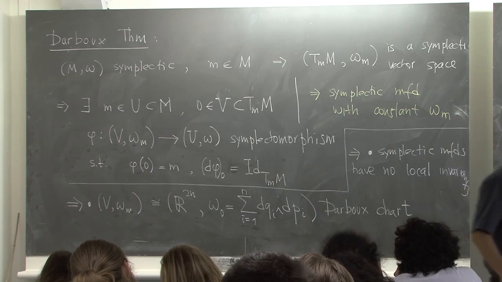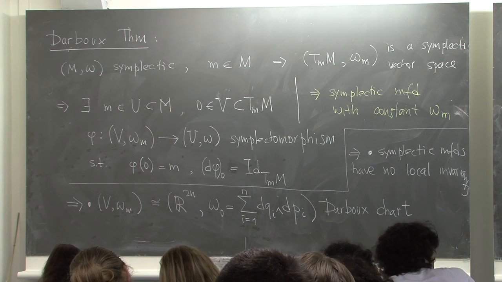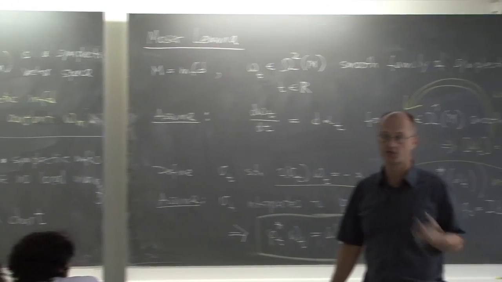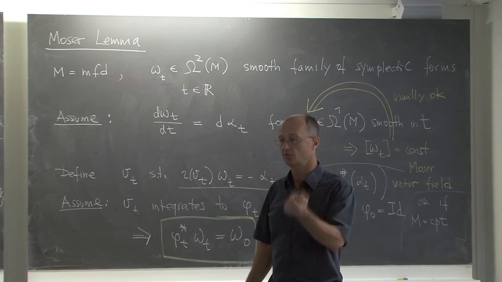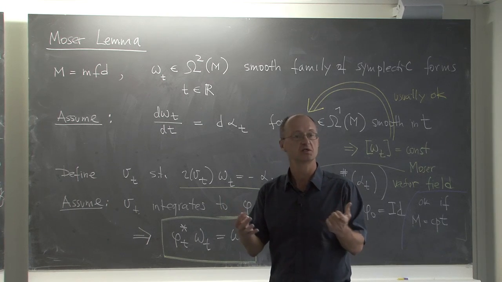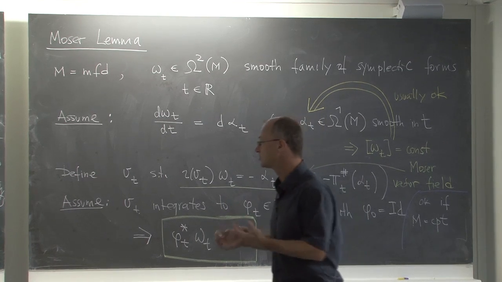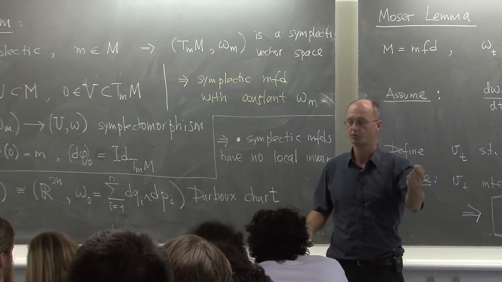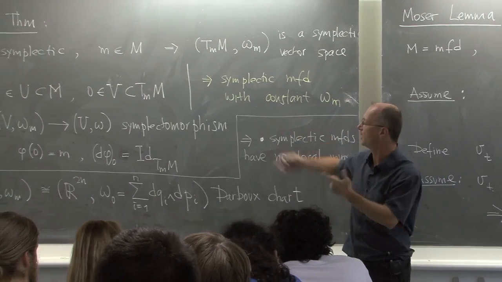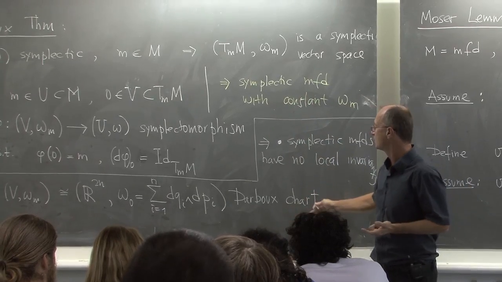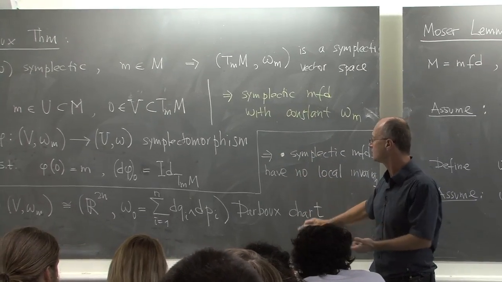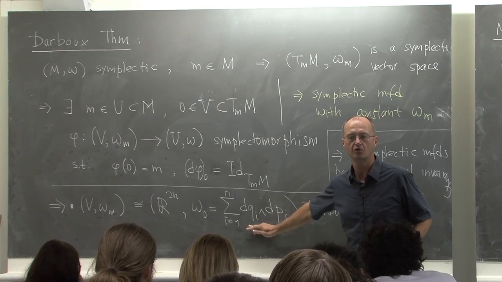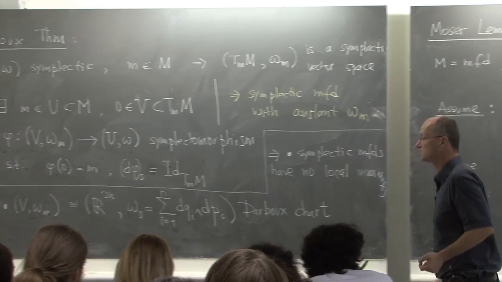So this is in sharp contrast with other geometries. You're probably all more familiar with Riemannian geometry, and there is famously the Riemann curvature, which is an invariant of the Riemannian structure, and it's a local invariant. If you have a curvature at some point, you cannot get rid of it by choosing different coordinates or a different chart. But here you can. So there is nothing like curvature. There are always those Darboux charts at any point.